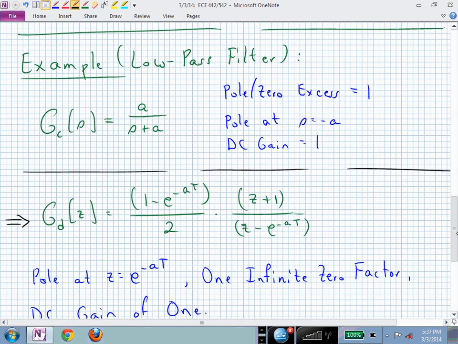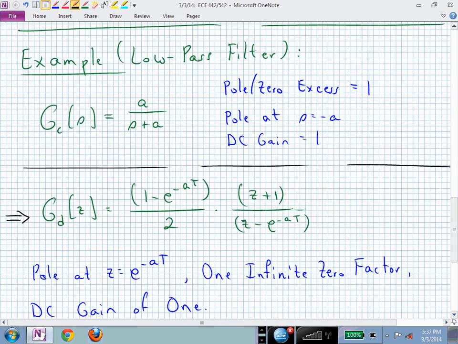Here is our example from last time. Again, I'm going to just go through this quickly so that you remind yourself of what we're doing and why we're starting with what we're starting with. We have a low-pass filter. It's first order. Our pole zero excess is 1. Our DC gain is 1. And we have a pole at minus A. You should be able to say that immediately if somebody gave you that information, or if they ask you to design a low-pass filter in an interview, you can say, okay, is it okay if I give you a first order? And then you can just write this down and tell them all about it.